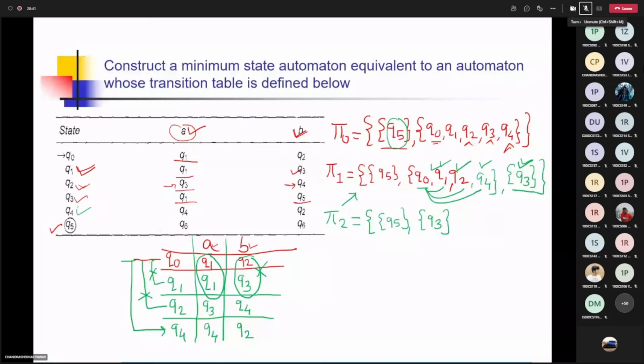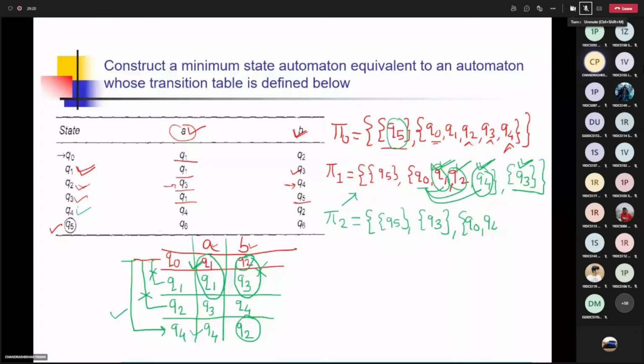So Q0 is equivalent with Q4. If you observe Q0 with input A, it is Q1 here, and here Q0 with input A, it is Q4. So 1 and 4 are within the one set. And this Q2 and this Q2 is one state, so it is within this set. So here we can write down that Q0 is now equivalent with Q4.